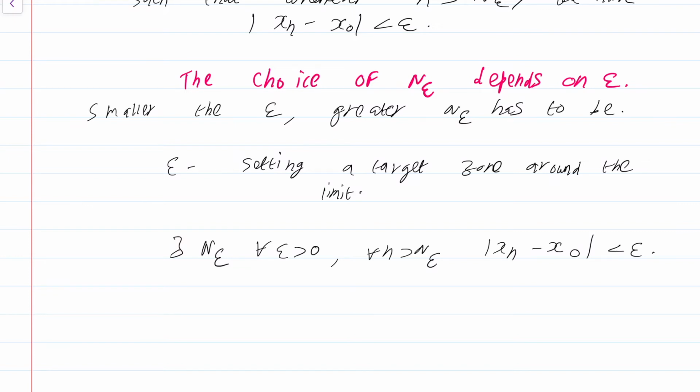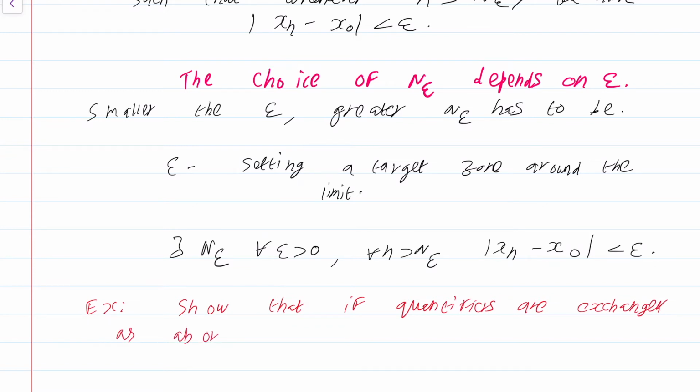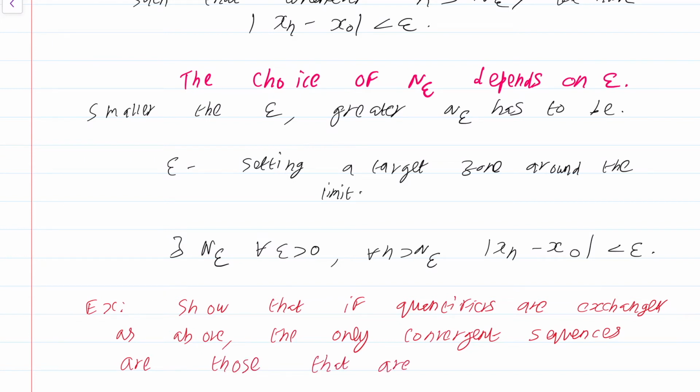Exercise. Show that if quantifiers are exchanged as above, the only convergent sequences are those that are eventually constant.